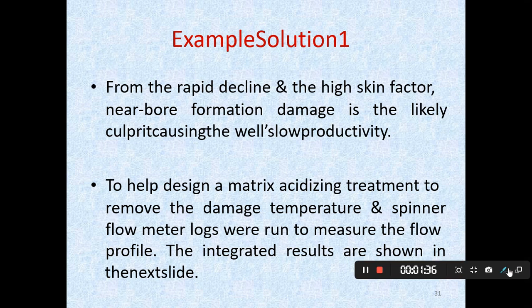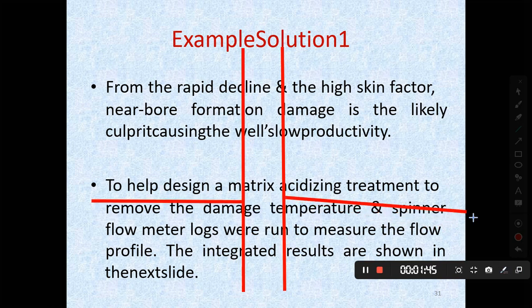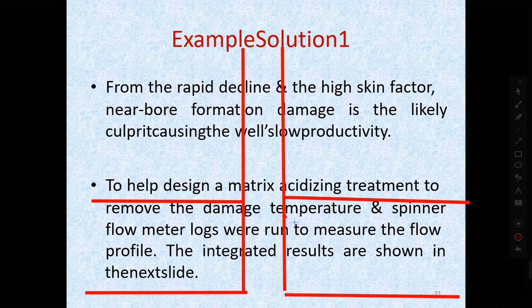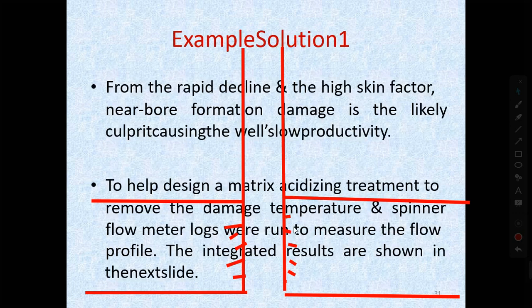For example, let's draw the well. Now this is the well, and for example, this is our reservoir. And these are the perforations, 1 2 3 4 5. Now the problem is, we know from the well test analysis that there is a skin of 20, as we discussed in the previous slide. But the problem is, where is the damage?